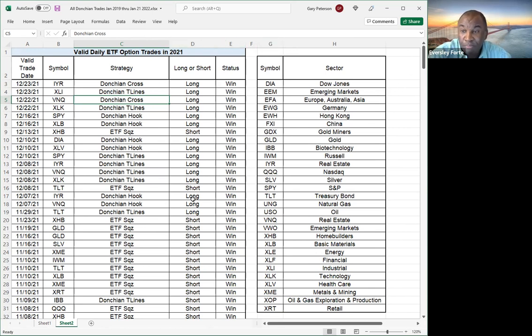And if we're just talking purely Donchian, this is more than just Donchian. This ETF strategy is not a Donchian strategy. But this is the one that hits all market tops. We catch all market tops with this strategy. All market tops, whether it's futures or options or stocks.